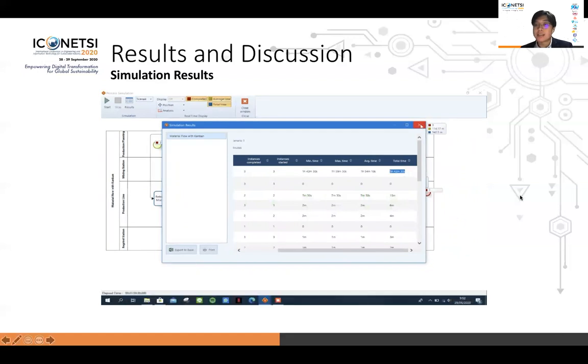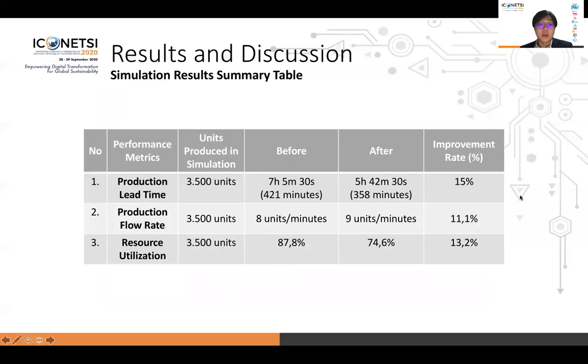And for further analysis of the simulation results, I use supply chain performance metrics. The first is production lead time, which improves by 15%. The production flow rate, with a difference of 1 unit per minute, I denoted as an improvement of 11.1%. And the resource utilization, by producing the same number of units, improves by 13.2%.